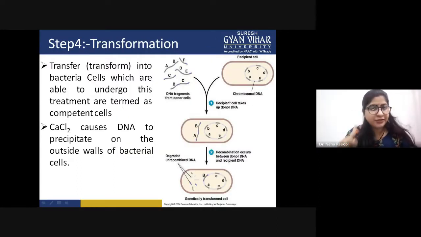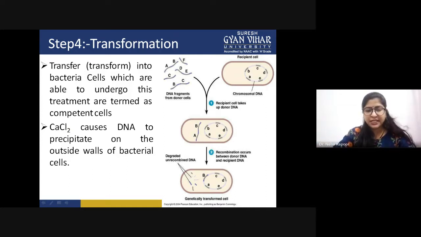Next step is transformation. So once you have prepared this recombinant vector DNA molecule, then you need to transform into the bacterial cells which are able to undergo this treatment. That means we need to select competent cells. If a cell has natural competency, meaning the ability to uptake foreign DNA, then that DNA shall get integrated inside the host DNA.